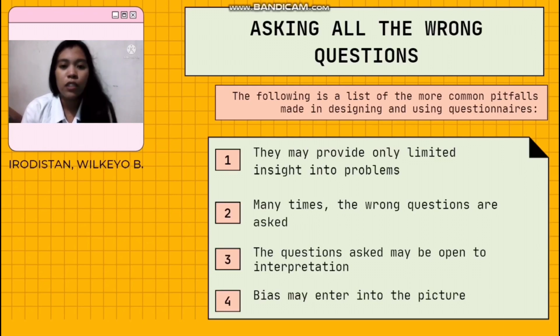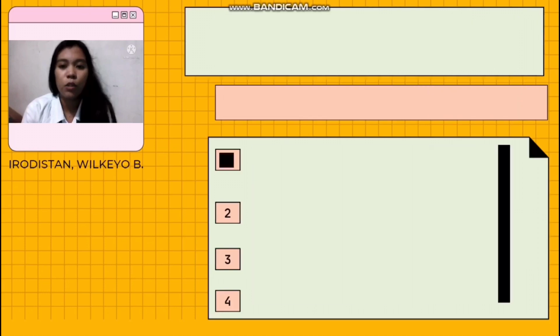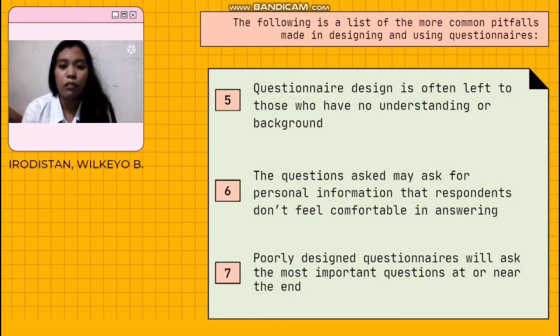5. Questionnaire design is often left to those who have no understanding or background. Kung yung gumagawa ng questionnaire ay walang kaalaman sa paggawa at pag-implement ng questionnaire, it turns into a mess dahil people feel na hindi sila makapag-respond honestly doon sa questions. It can turn respondent to refuse to answer or magsinungaling or try to conceal their attitudes.